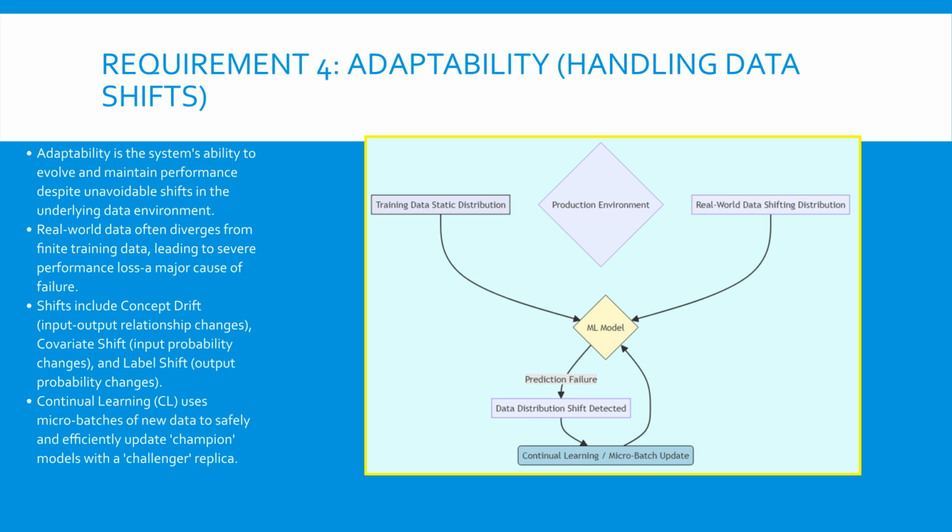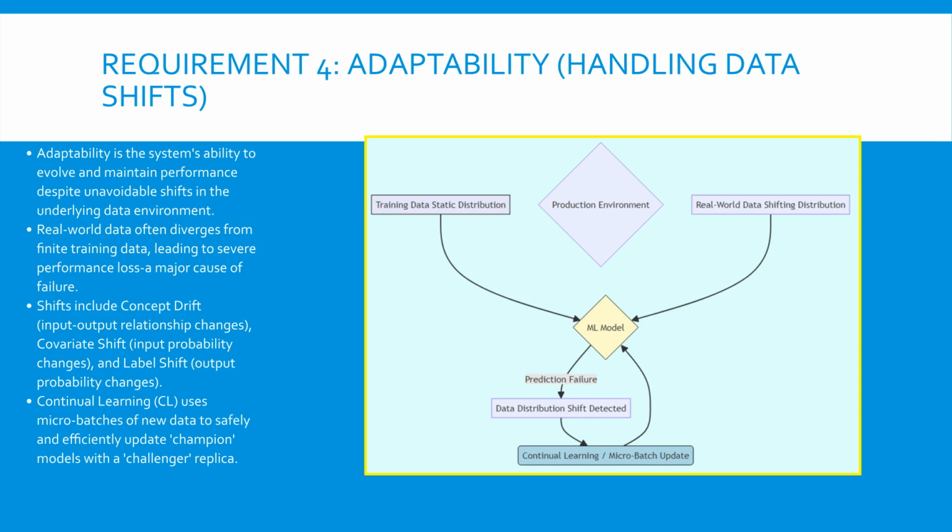First, concept drift, where the inherent underlying relationship between the input features and the target output label changes over time. Second, covariate shift, where the probability density or characteristics of the input features themselves change. And third, label shift, where the overall probability density of the expected output label changes.